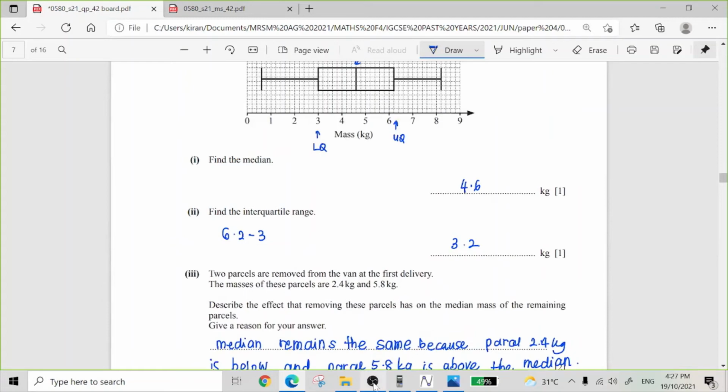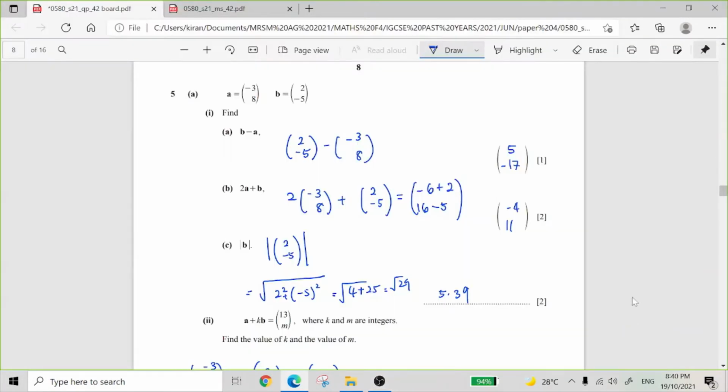So that's it for question number 4. Okay, we continue for question number 5.